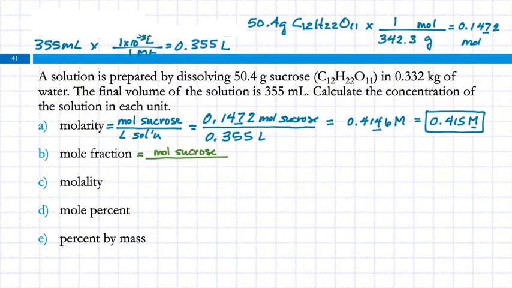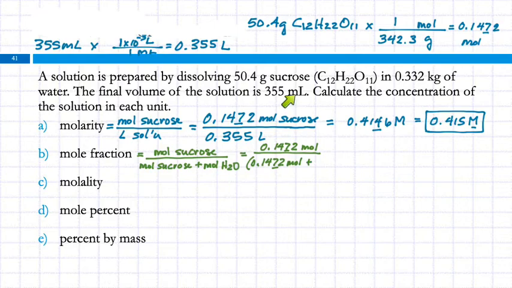divided by moles of the whole thing. Well, I can't calculate directly the moles of the whole thing. I have to add them together. So I've got moles of sucrose plus moles of the solvent, which here is water. Well, do I know how many moles of sucrose I have? Yeah, because I already did that calculation. So it's right up here. So I have 0.1472 moles of sucrose, and then down here, 0.1472 moles of sucrose, plus I need to figure out how many moles of water I have.